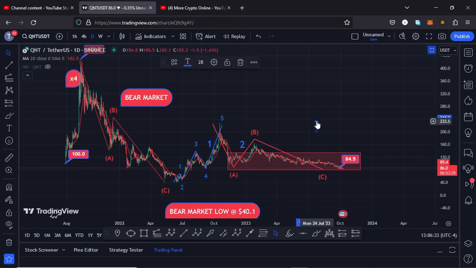So that is what I'm keeping my eyes on here on the QNT chart, and that's the reason why we need to continue holding above the $84.6 mark, which is our key area of support.